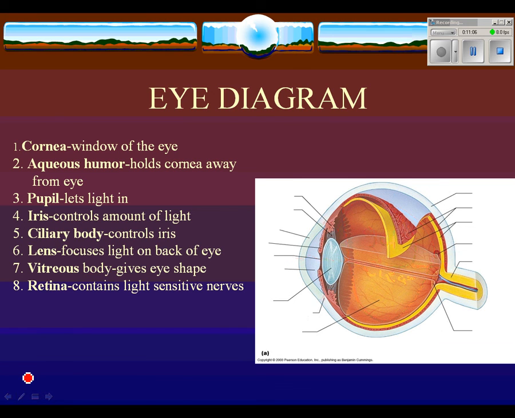Number 8, back here, it's yellow on this thing. That's called the retina. The retina is superiorly important to you, and it contains the light-sensitive nerves. We're going to spend quite a bit of time talking about the retina in class on a future day. But you may have heard of somebody having a detached retina. That means the retina is actually pulled away from the back of the eye.